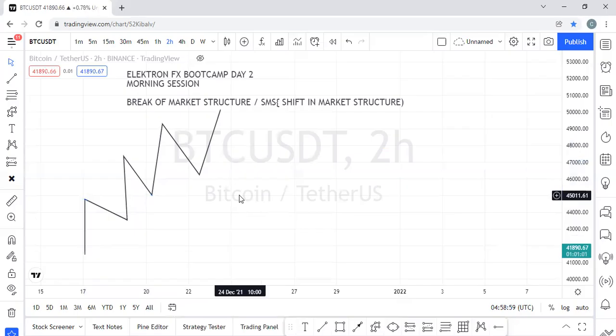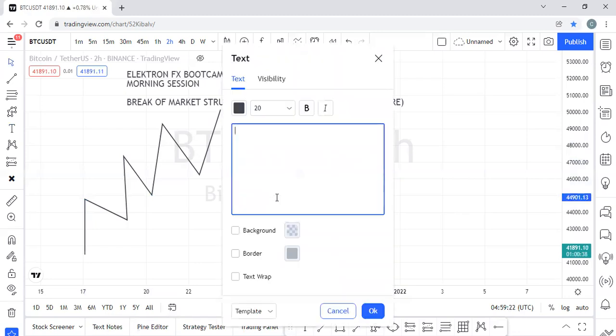This is the rule of break of structure. Please write it down somewhere. For a market to break structure in an uptrend, price must come and close below the last higher low. Let me write it down. That is the rule of break of structure in an uptrend market. BOS, or let's say SMS, in an uptrend happens when price closes below the last HL. This is the rule.